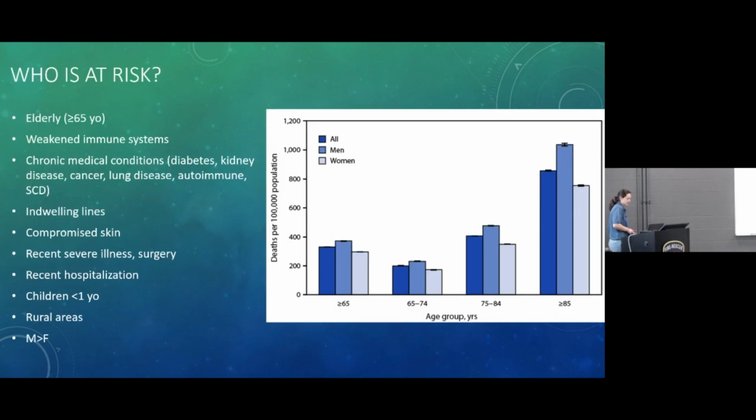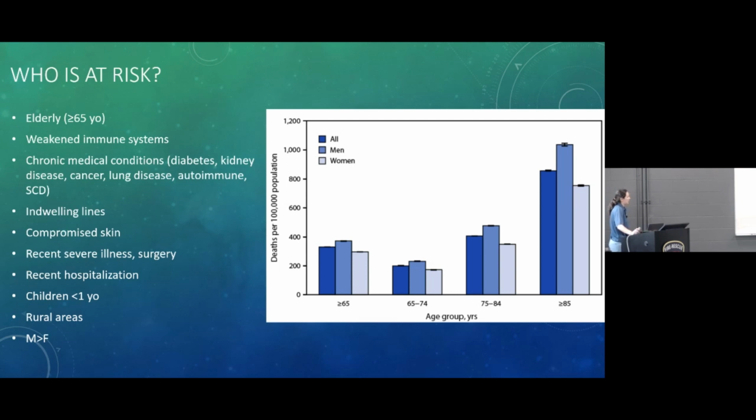So who's at risk? This isn't necessarily an all-inclusive list, but here are some of the important people. Elderly, 65 and above. Death rates increased with age and were 5 times higher among adults above 85 compared to adults 65 to 74 years old. There are multiple charts on the CDC website, and this is one of them, and you can see how age increased sepsis death rates by quite a bit.